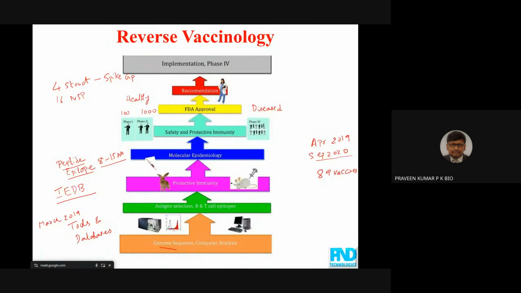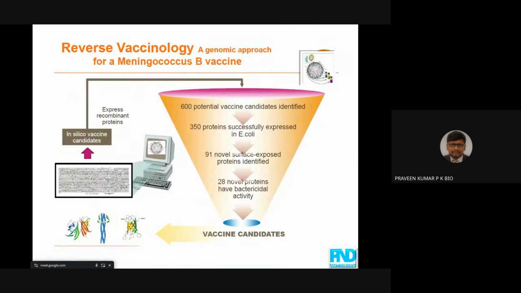So all of these cleared these kinds of trials, up to at least phase two and a part of phase three. If a vaccine does not clear phase one, phase two, and a part of phase three, it is not in the market. Okay, now let me go ahead with reverse vaccinology.